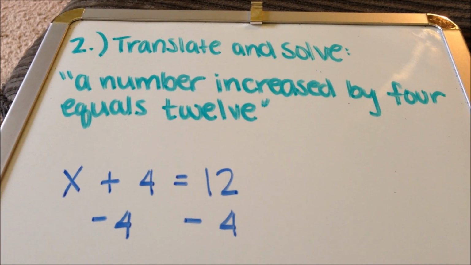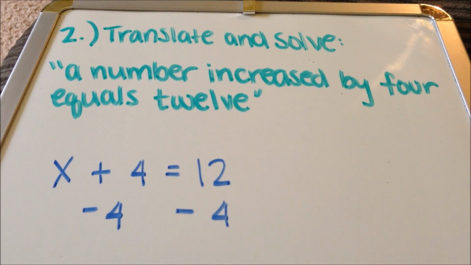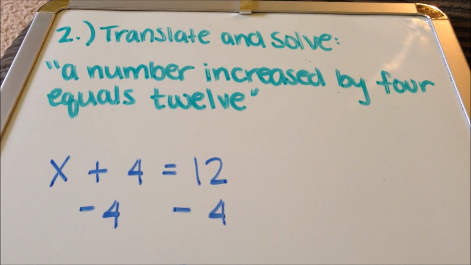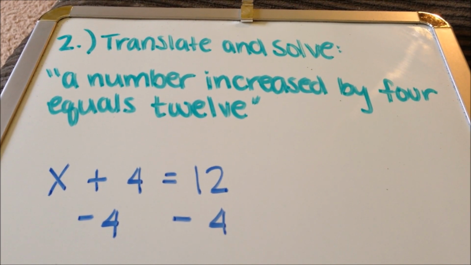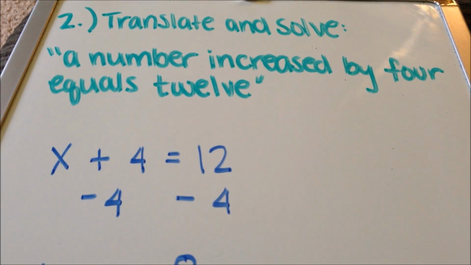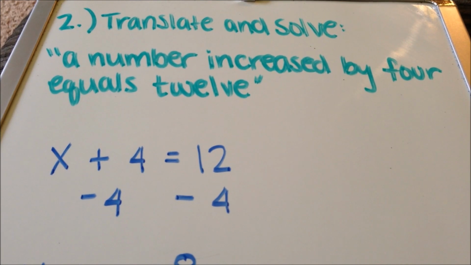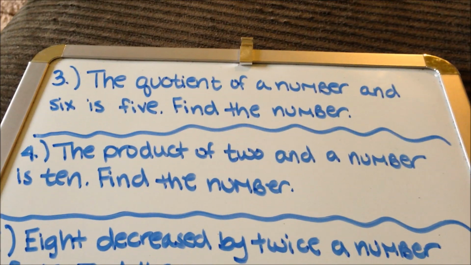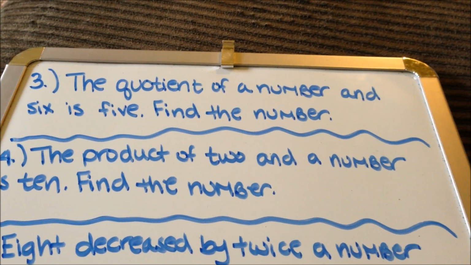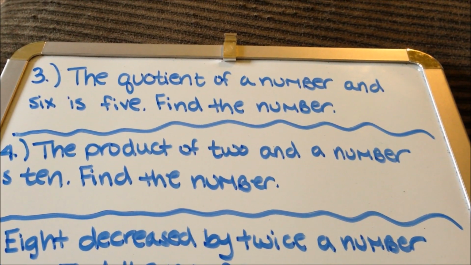Number 2, translate and solve. A number increased by 4 equals 12. So this time I chose x. x plus 4 equals 12. To get the x by itself, subtract 4 from both sides of the equal sign, and we end up with x equals 8.